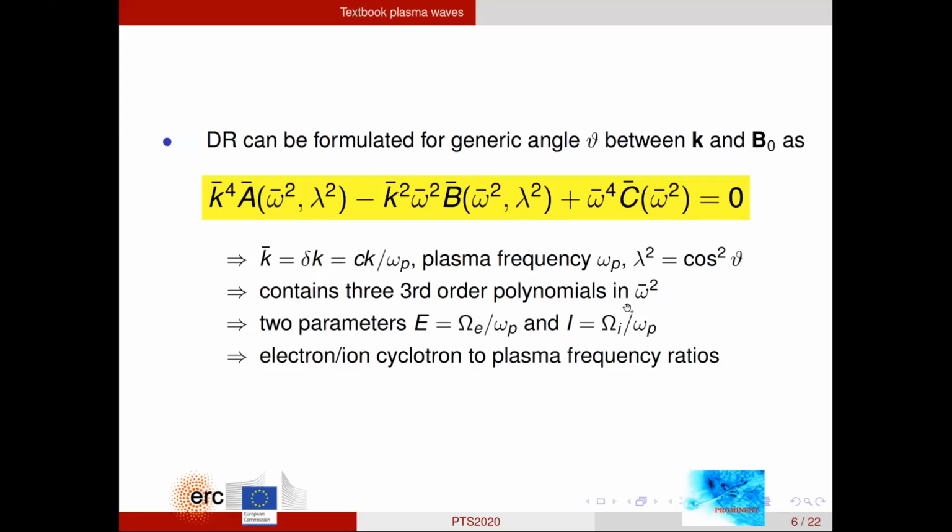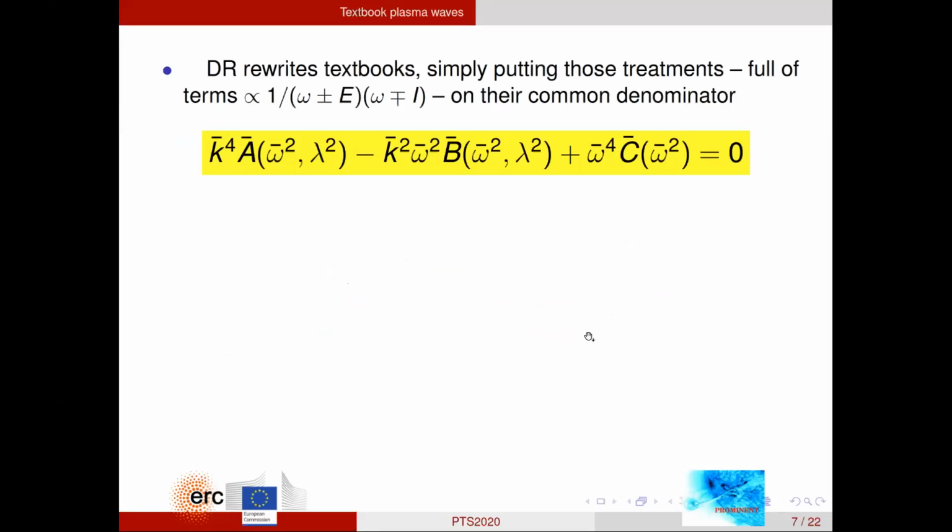So the electron cyclotron frequency and the ion cyclotron frequency are the only parameters. Now, to be honest, I already rewrote a little bit what you find in the textbooks to get this form, because I said that the A, B, and C are actually polynomials. If you go to any textbook, you'll find this written in a slightly different way. Namely, you will find factors like 1 over omega plus or minus omega_c everywhere. So it's actually written in terms of rational expressions.